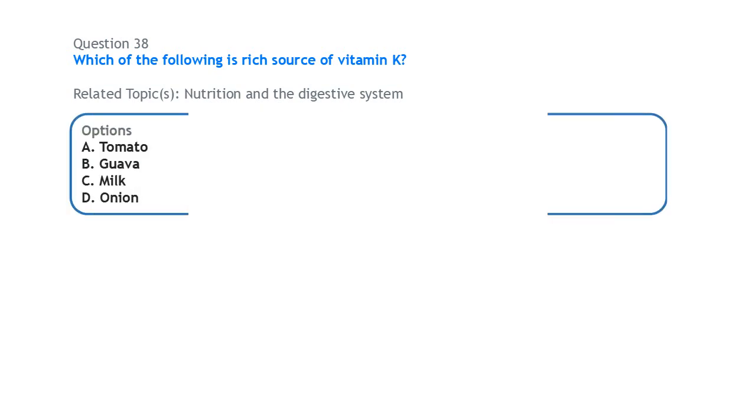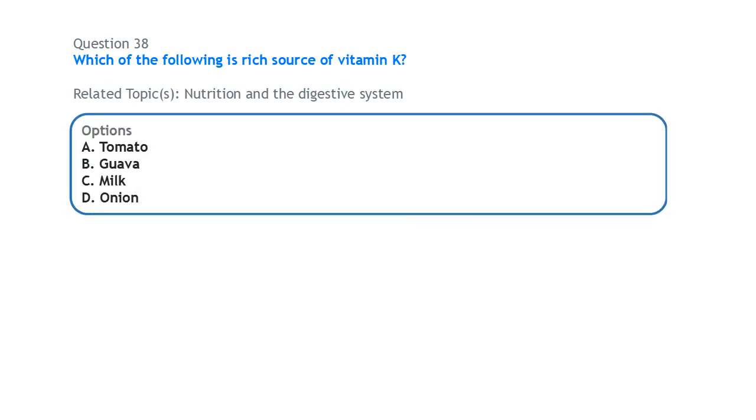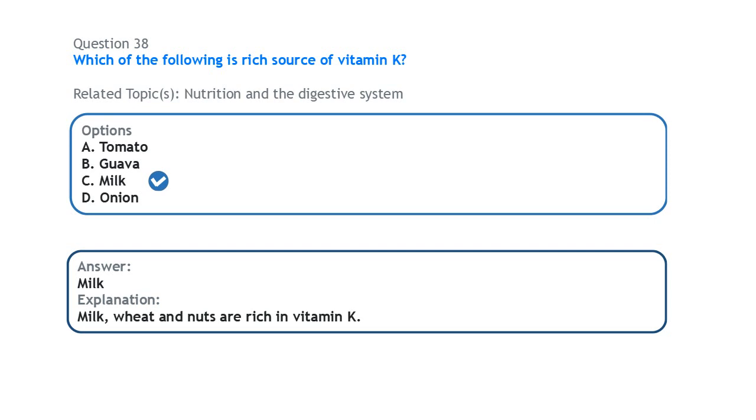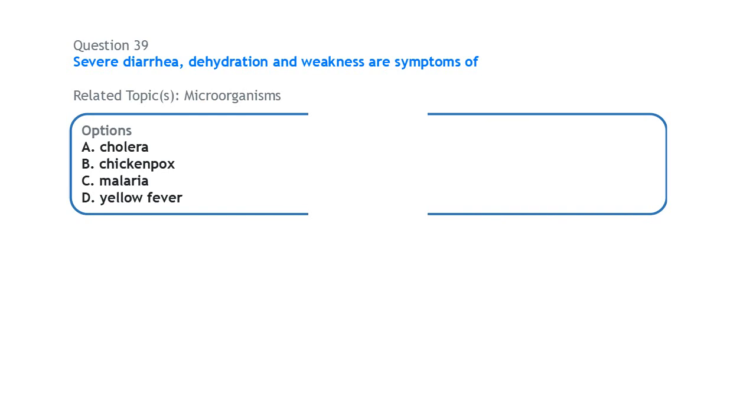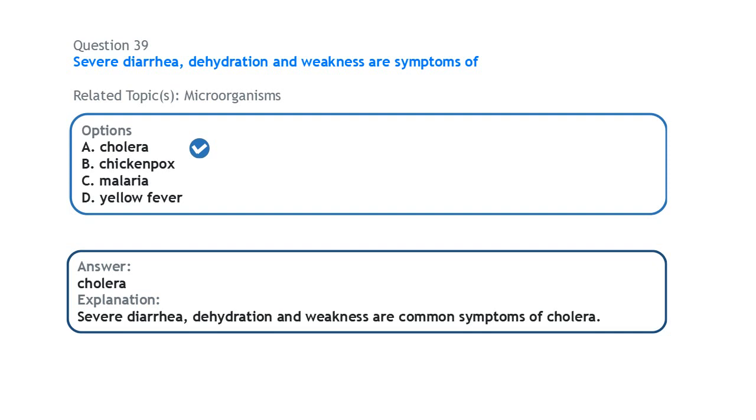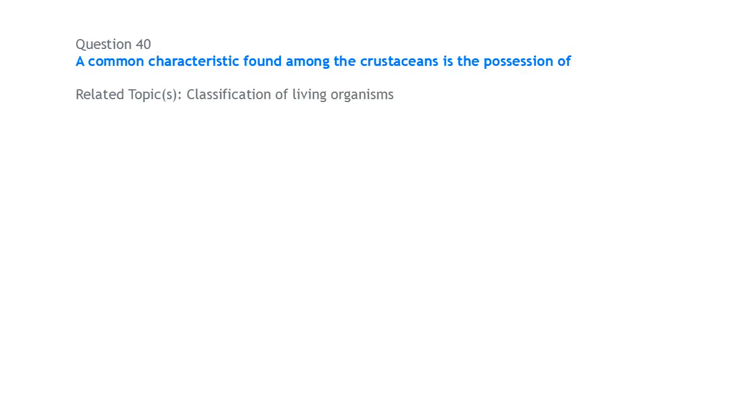Next on nutrition and the digestive system, which of the following is a rich source of vitamin K? That is milk. Milk, wheat, and nuts are rich in vitamin K. Next question on microorganisms. Severe diarrhea, dehydration, and weakness are symptoms of cholera. Diarrhea, that is constant stooling, dehydration, and weakness.